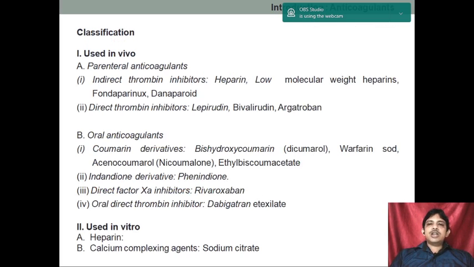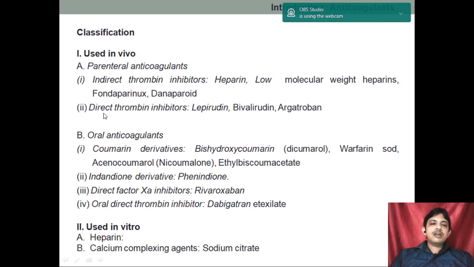Now, classification of the anticoagulants. Anticoagulants used in vivo are parenteral. In the case of parenteral anticoagulants, there are indirect thrombin inhibitors like heparin, low molecular weight heparin, and danaparoid, which is another important drug used. Next are direct thrombin inhibitors, that is lepirudin, and the next one is bivalirudin. So these are the drugs there.